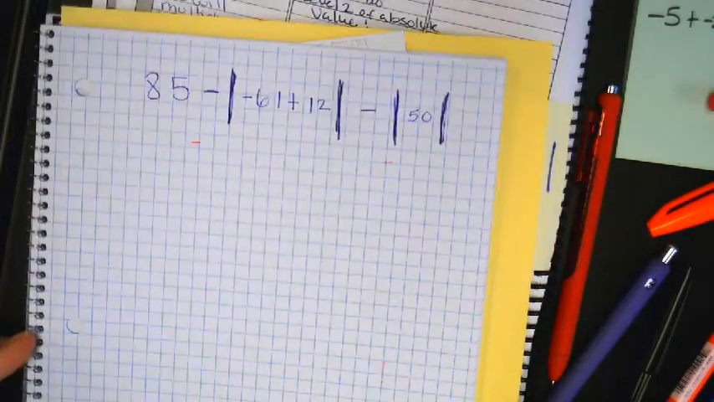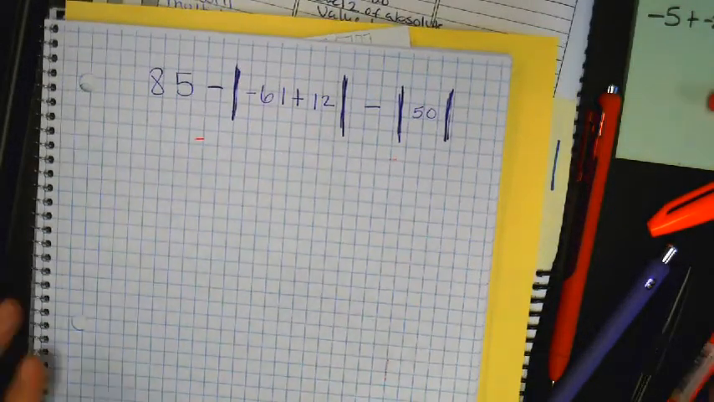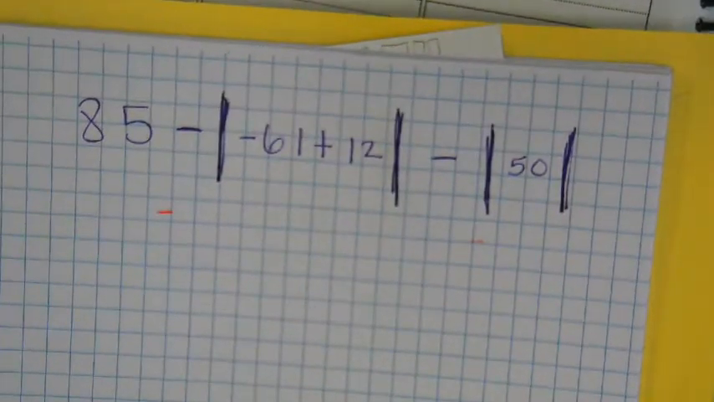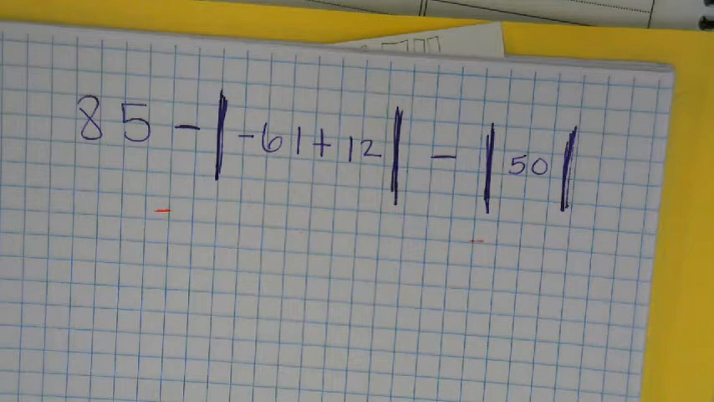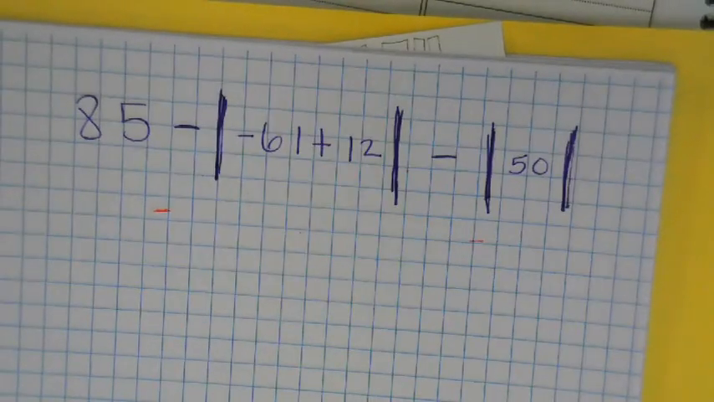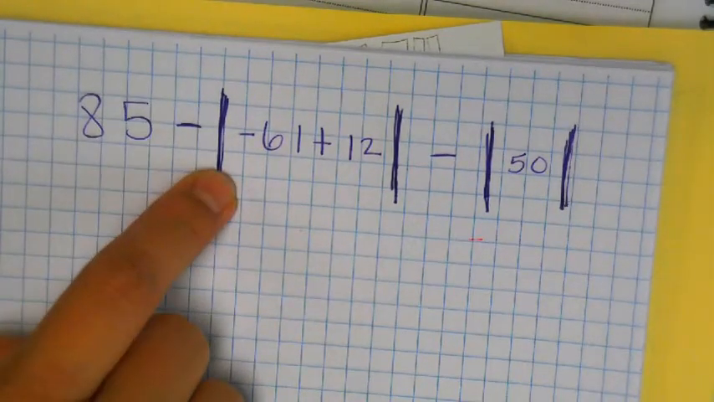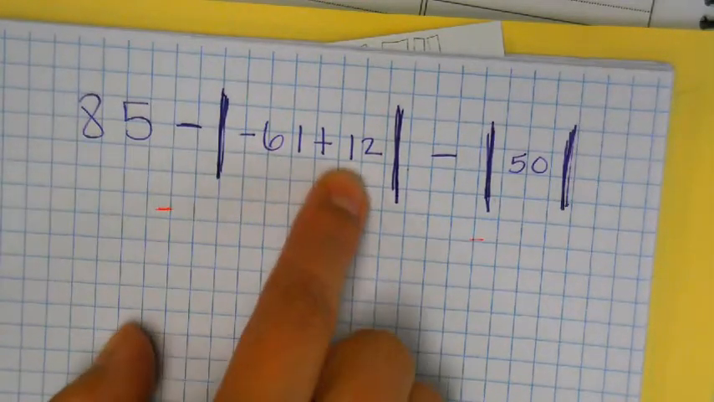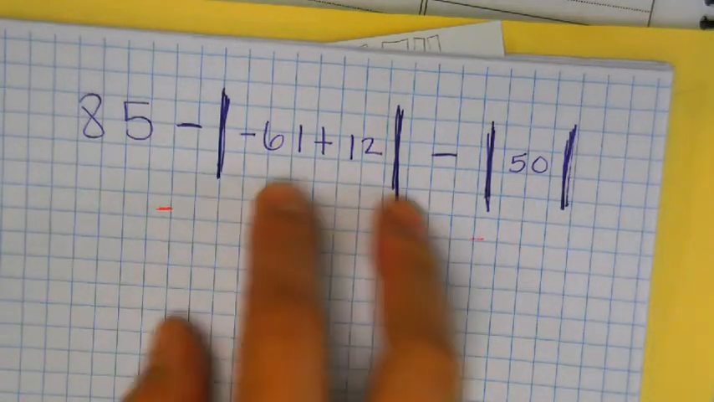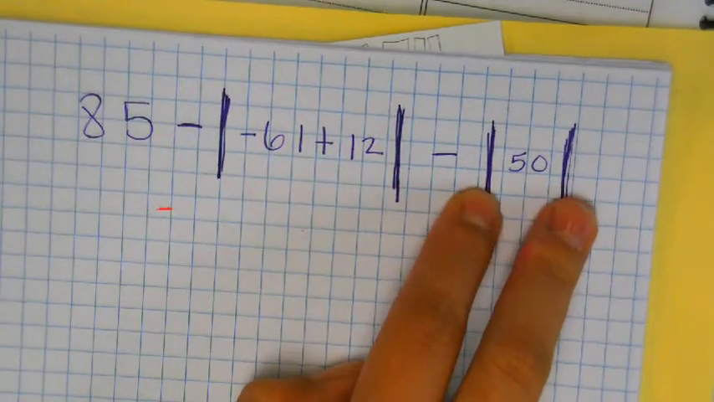Make sure those absolute values look like absolute value bars. Zoom it in. Is that supposed to be a minus or for the line? These? Yeah. 85 minus the absolute value of -61 plus 12 in the bars. Minus. Change the minus?